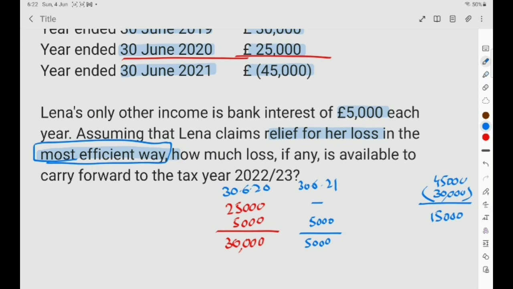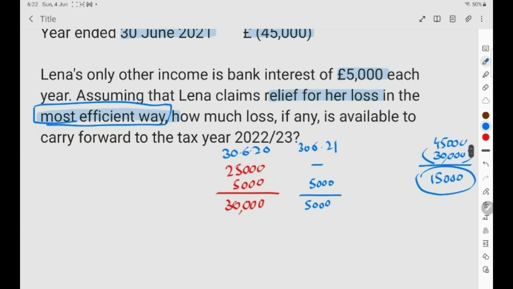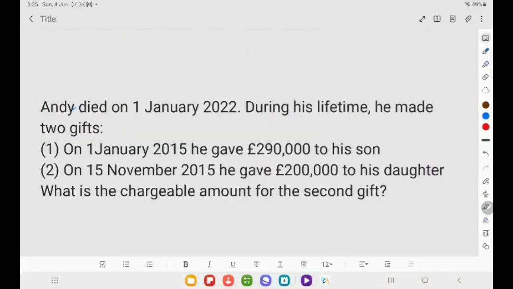But we will not do that. Why so? Because we know that this 5,000 of income will be set off by the personal allowance. So there is no need to waste it here. So that is why the 15,000 is the amount that will be carried forward to the next tax year. Right? Person, and he died on 1st January 2022.